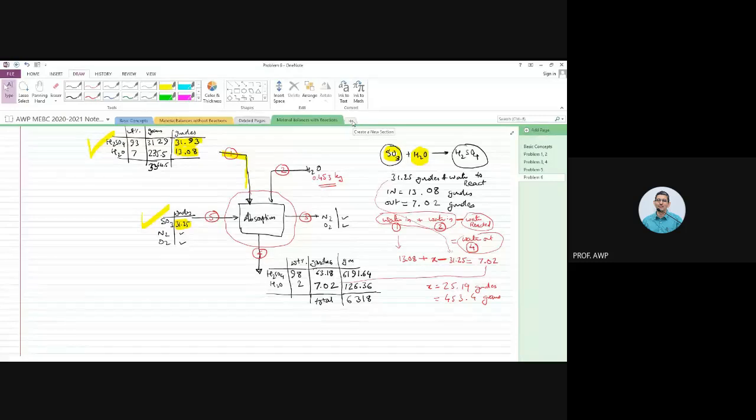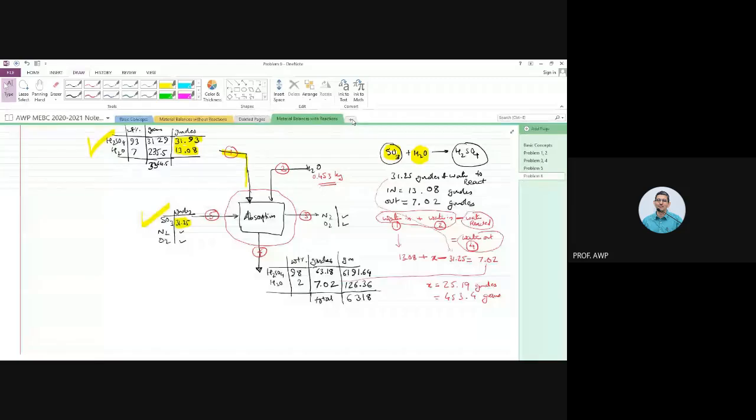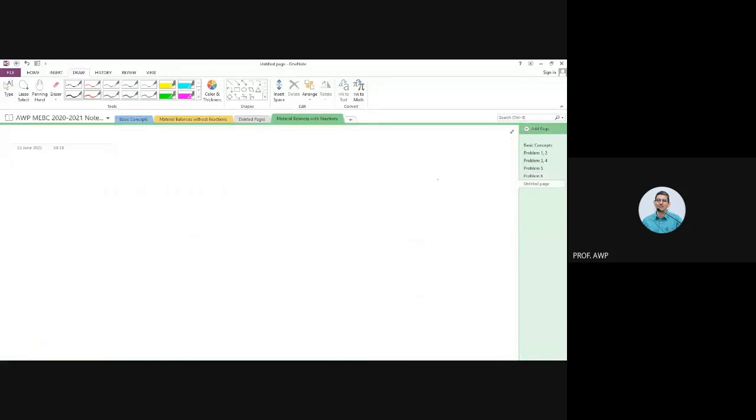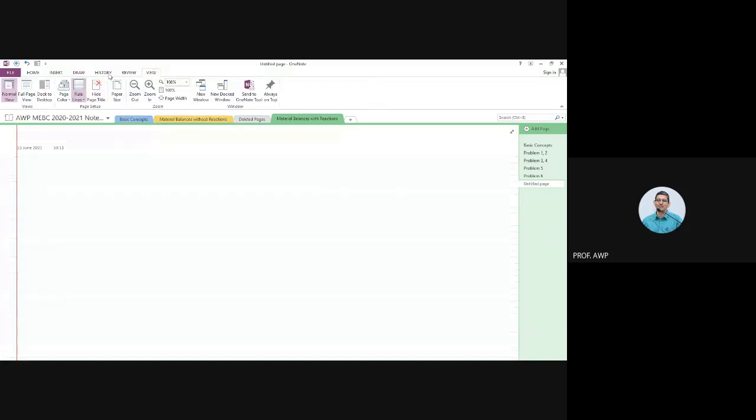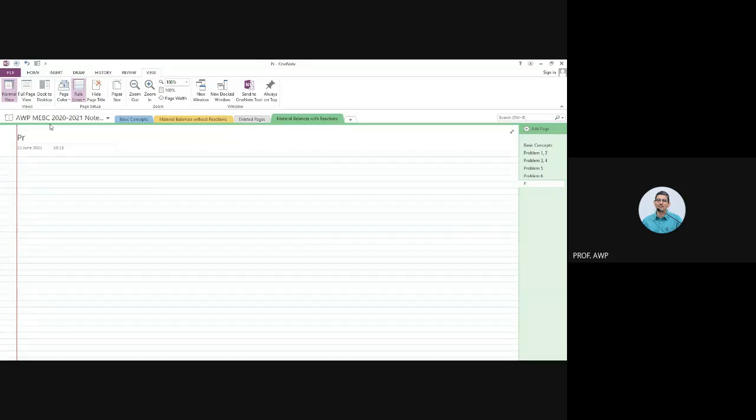Okay, let's go to the next problem. The next problem also is a little long, so I will give you the problem and then we will solve it and see the solution later. We will have plenty of time to do this problem.